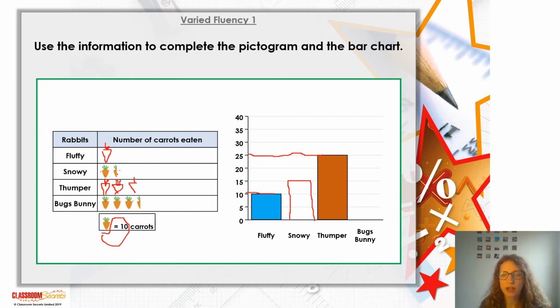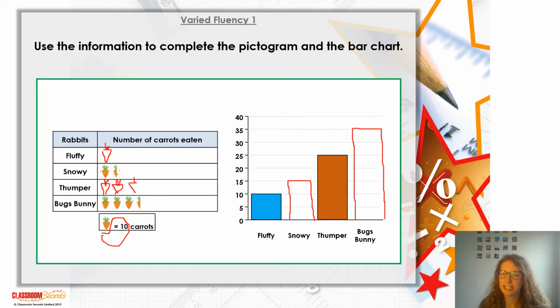Okay, so again, I would get my ruler. I would go up as straight as I can to 35. Okay, go along the bar and back down. Okay, I'm going to just rub out this line here and this one here because we don't go straight along to the scale. It is a bar on its own. Okay, so the bar shouldn't be touching the other bars in a bar chart.